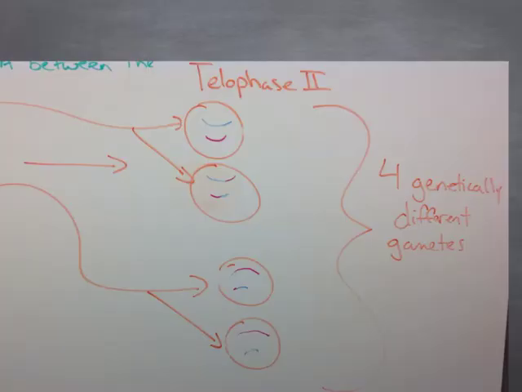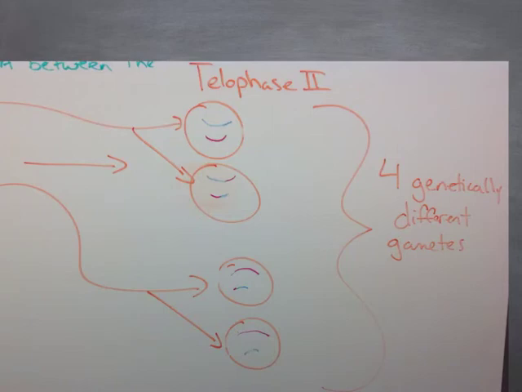Okay, so we skip all the way down to telophase 2. From telophase 1, remember meiosis 2 is essentially just mitosis of the haploid cells. So I'm not going to show all those steps. Go right to the end, and our first cell produced these two cells here, and our second cell produced these two cells here. Notice that no two cells are the same, creating 4 genetically different gametes.